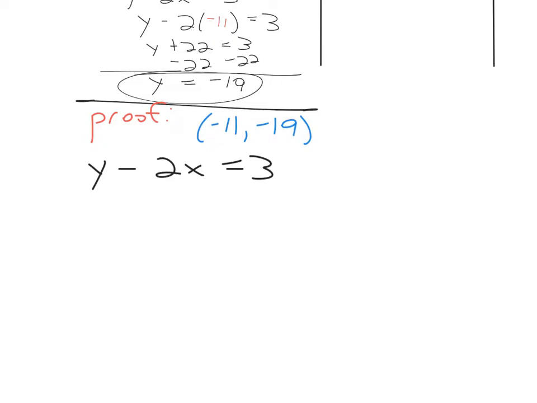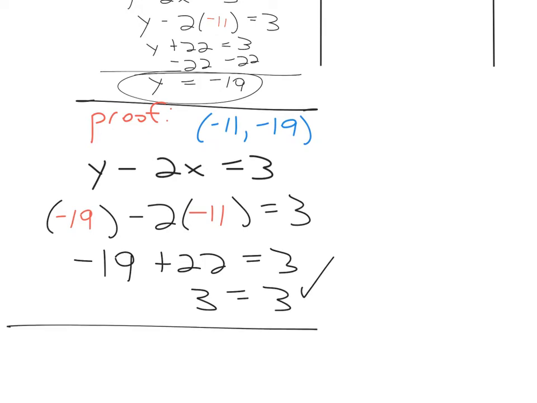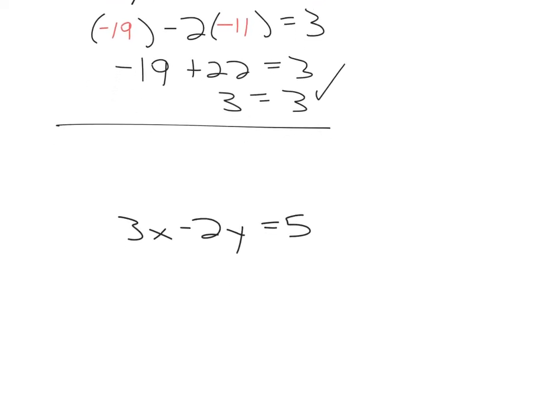But we've gotten the point negative 11 comma negative 19. So now we're going to substitute those numbers in where we see the variables. And we say y is negative 19, x is negative 11. And then when we solve this, we say negative 19. Negative 2 times negative 11 is plus 22. And when I combine these two, I get 3 equals 3. Check. That one works.